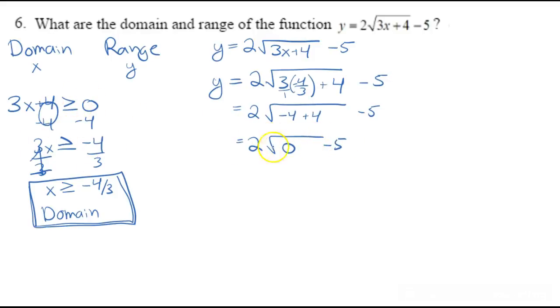Remember, greater than or equal to 0. So you got to think about what is the square root of 0. What is 0? So 2 times 0 minus 5. 2 times 0 is 0 minus 5. So if it was exactly negative 4/3, our y would be equal to negative 5. Remember, our x, for our domain, is every number that's greater than or equal to negative 4/3. So when we're talking about our range, it doesn't just equal negative 5, it's greater than or equal to negative 5.